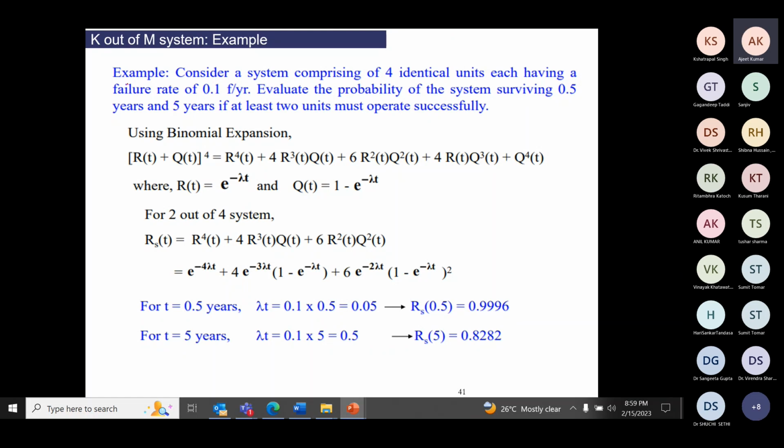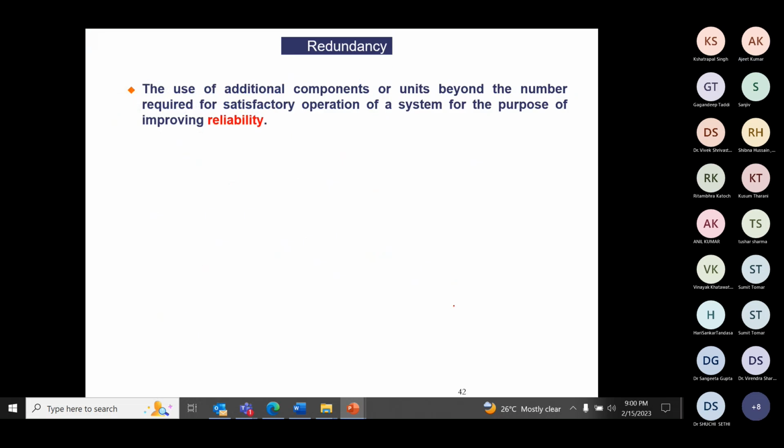This is the problem: 4 identical units having the failure rate of this. Evaluate the probability of the system surviving 5 years if at least 2 are working. This is a 2 out of 4 system. Okay, so this is a probability. So this is how to model the systems. Any questions so far, so that we can go for the redundancy?